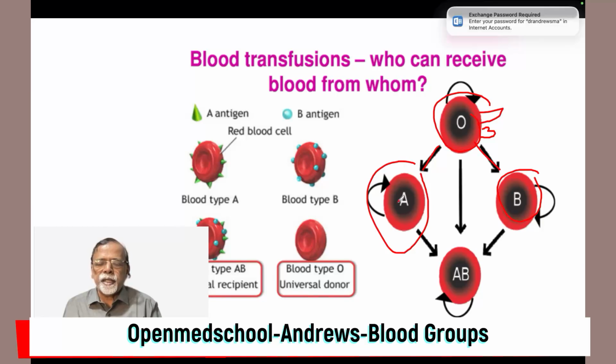An AB person can take A group blood, B group blood. So they are called a universal recipient. Even though it is said like that, it is not being routinely done. Only after cross-matching, the essential conditions, will you give it. Hope you understood the point why O is called a universal donor.